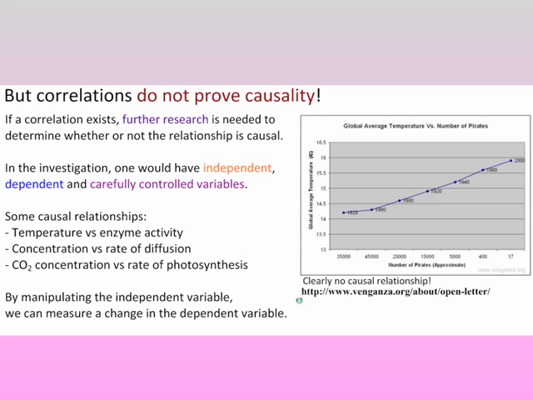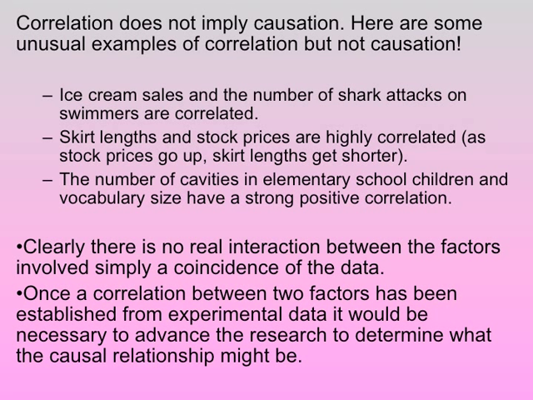Carbon dioxide concentration versus the rate of photosynthesis. How much carbon dioxide you have is going to influence how quickly or slowly photosynthesis happens. By manipulating the independent variable, we can measure a change in the dependent variable. We can see that one thing causes another. Now, like we said before, correlation does not imply causation.